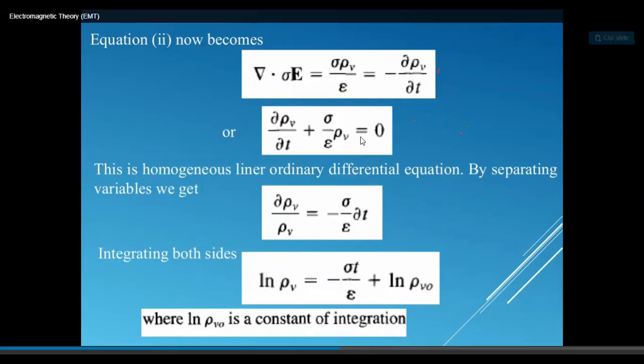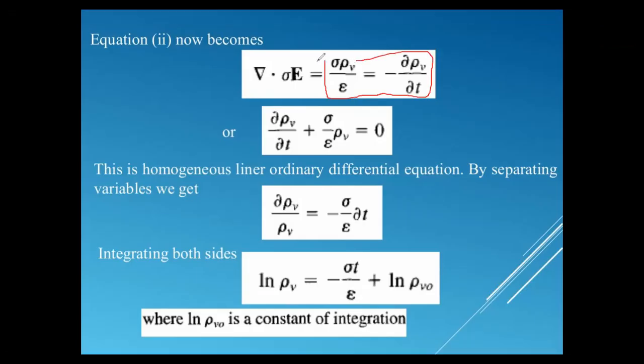Okay. Then here, if you see very carefully this equation, I have taken this term to this side, and from here to here I can write del rho v upon del t plus sigma by epsilon rho v is equal to 0. Agree? And this is a linear differential equation.